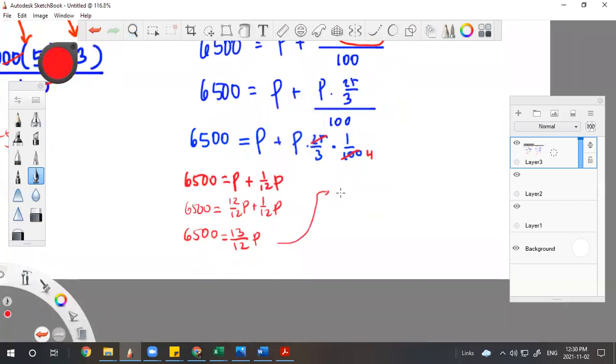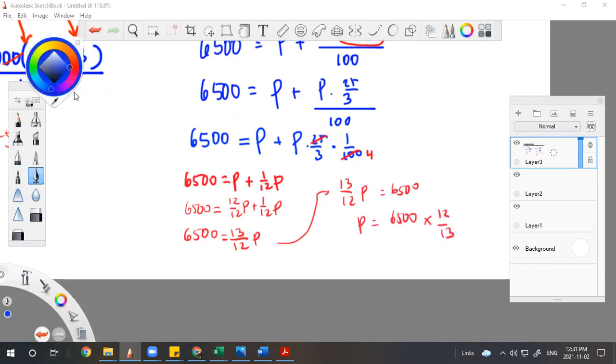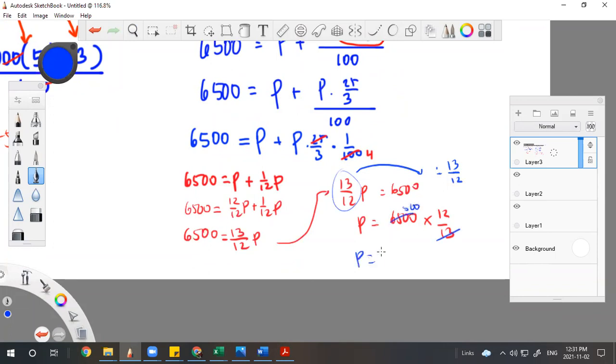Pindahin aja ya. 13/12 P jadinya kan 6,500. Berarti P equals 6,500 times 12/13. Lah, kok bisa? Soalnya, if you move this multiplication, you will get divide by 13 over 12. So if it is divided by 13 over 12, it is multiplying by 12 over 13. Jadi P-nya jawabannya 6,000.